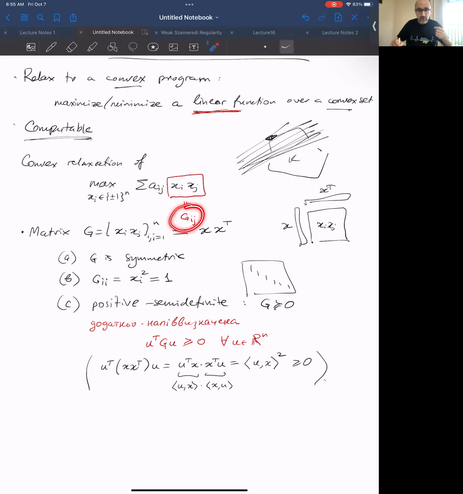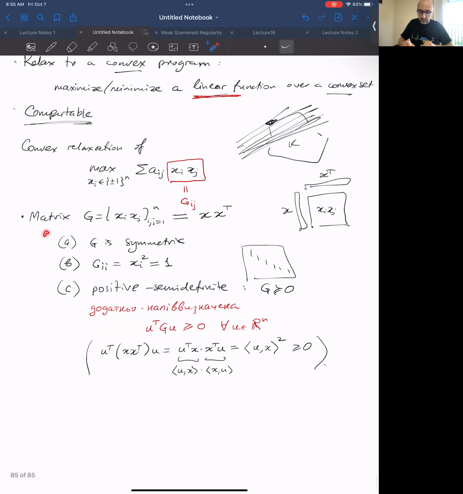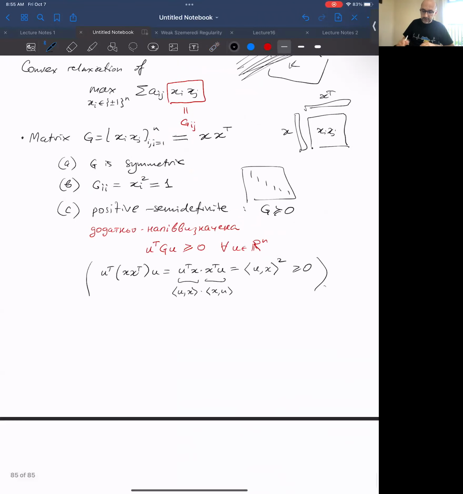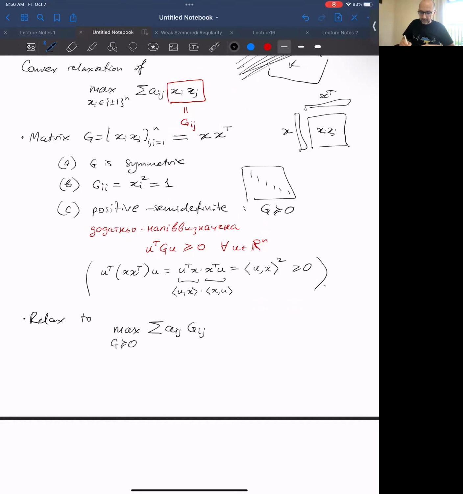So we should use some information about G. This matrix Gij is not an arbitrary matrix. We should throw that into our constraints. And we know a lot about this matrix, so we can throw that in. So we can relax now. Here's a proposal. We relax this problem to maximizing the linear form Aij Gij, perfect, we're happy here, over all matrices G that are positive semi-definite and have ones on the diagonal.